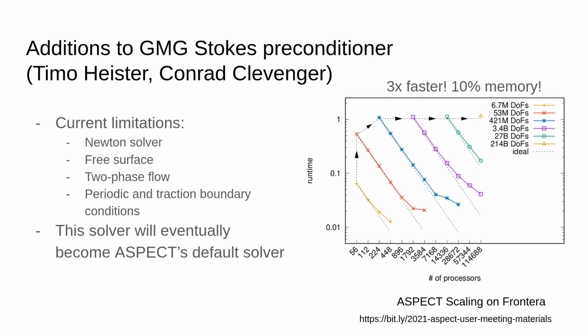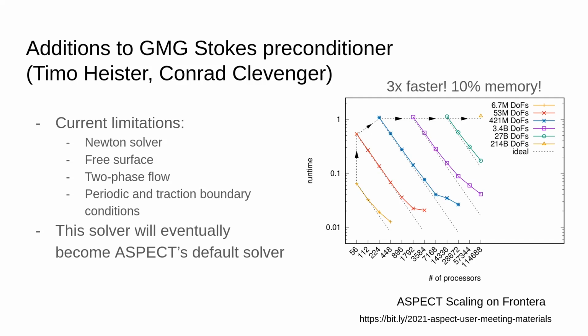and there are some restrictions with boundary conditions. So not only periodic and traction are difficult or impossible, there's also other situations with no normal flux in chunks, for example. So there's some limitations there that we're aware of and that we are working on. But the idea is that this eventually will become the default solver to use. And if you can use it, I would strongly recommend that you take a look at it and try it out to see whether it works for you.